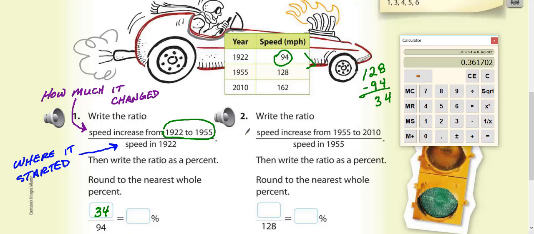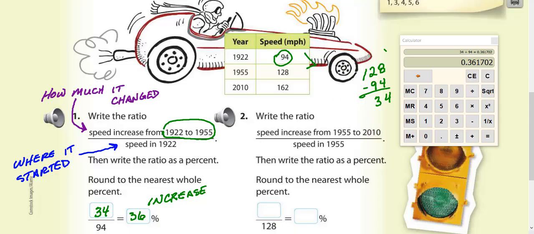And we're going to get a percent of change of 0.361. And then we round that to the nearest percent, and we get 36%. So there was a 36% increase. Go ahead and write down that was an increase between 1922 and 1955. Second question is, write the increase from 1955 to 2010.